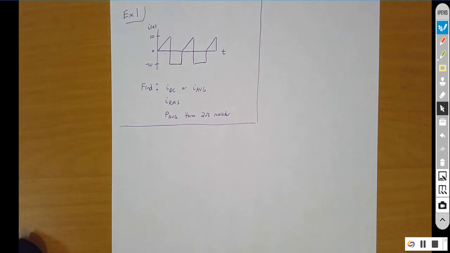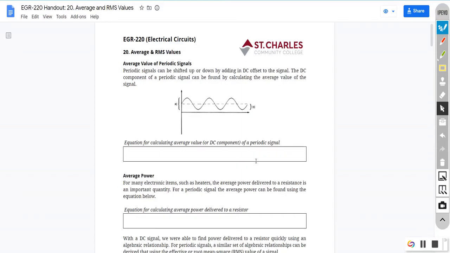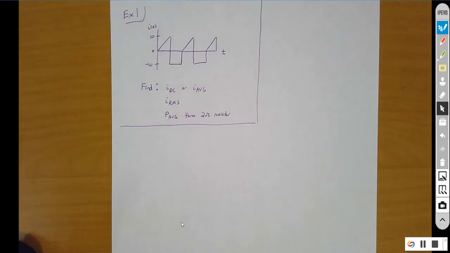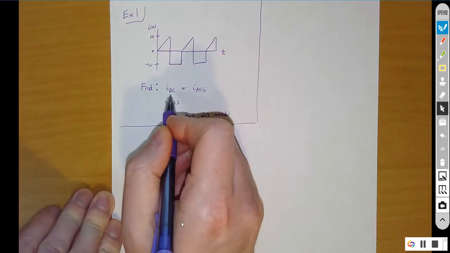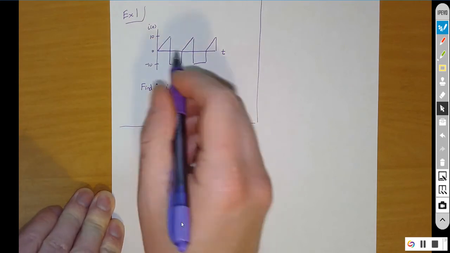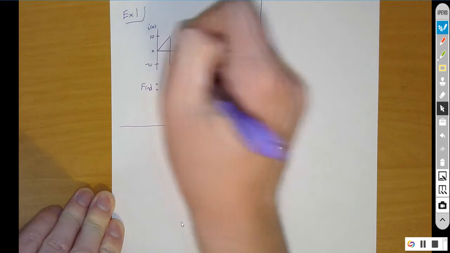So I've written example 1 here. Sorry, let me show it to you real quick just so you can see where it is in the handout. So it's here, and we'll go ahead and write out these equations that are above it. Alright, so the first piece is to find the average, or what is called the DC component of the signal. So we have this signal.